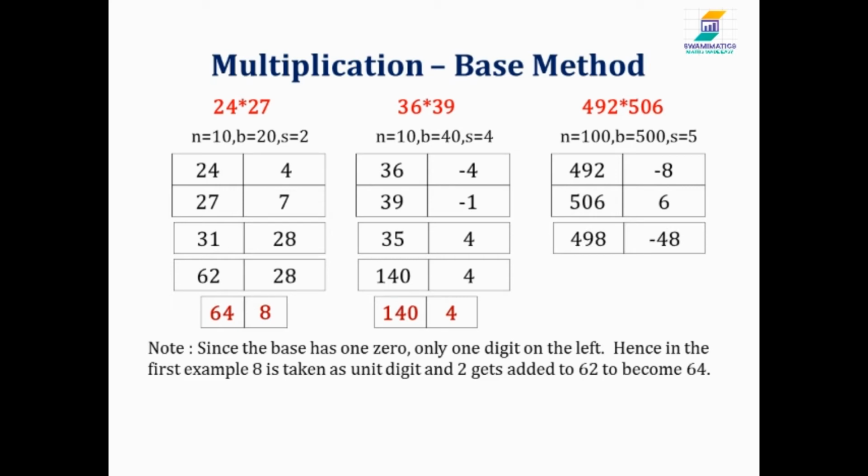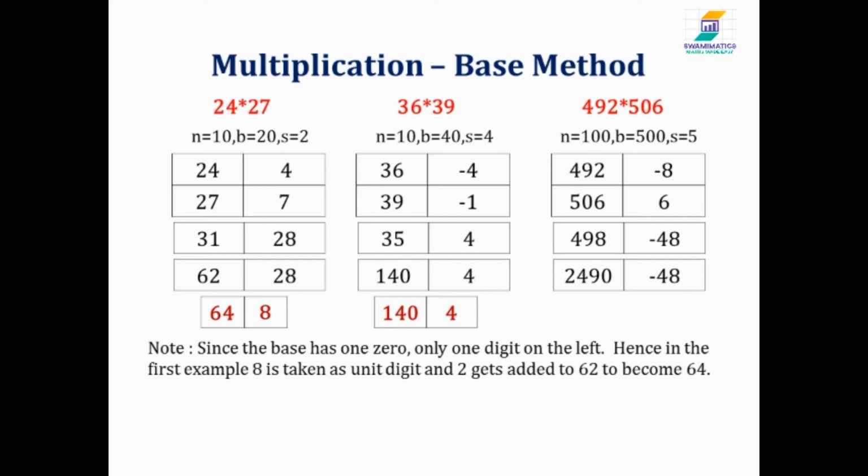So 492 plus 6, it becomes 498. Minus 8 into minus 6, it becomes plus 48... Right. Now this 492 is to be multiplied by the sub base 5. So it becomes 2490 and this becomes minus 48.